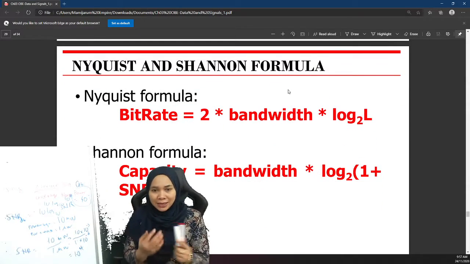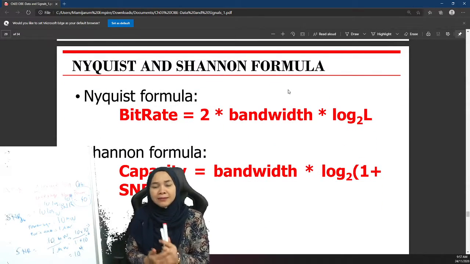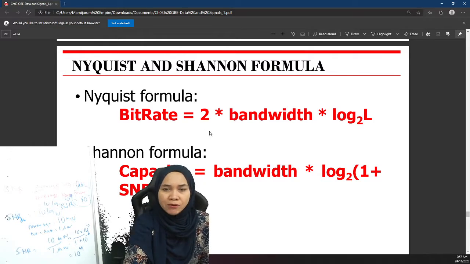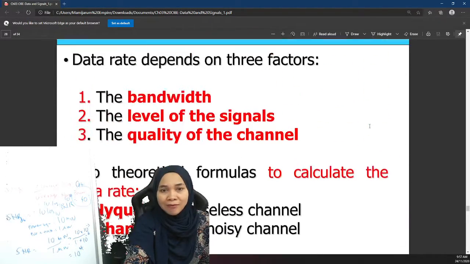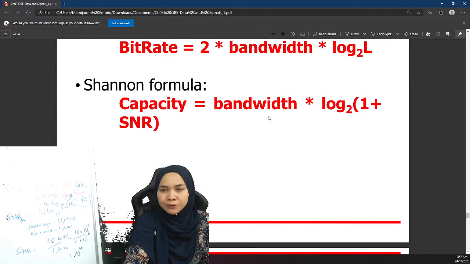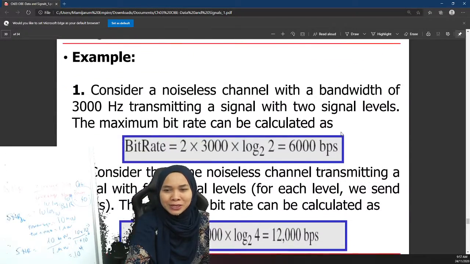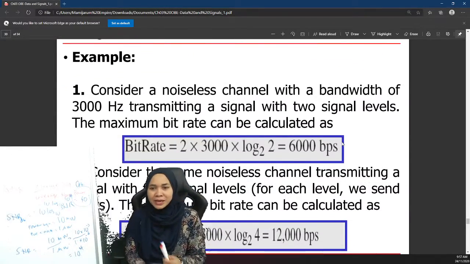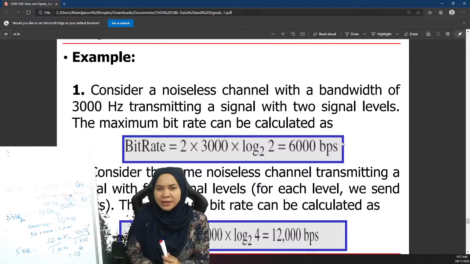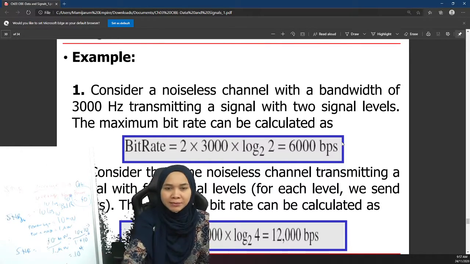You kena refer balik kita punya syllabus. Ada beberapa yang tak masuk dalam syllabus, but this is the formula dia. Nyquist lah, bit rate equal 2 times bandwidth darab dengan log 2L. L merupakan here adalah level of the signal. Alright, so Shannon formula capacity equal to bandwidth times log 2 (1 plus SNR). Okay, so this example, saya kena tengok balik sama ada dia masuk ataupun tidak. If I not mistaken tak masuk, tapi kita belajar je, tak ada masalah.